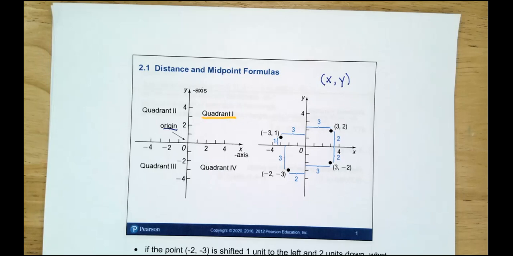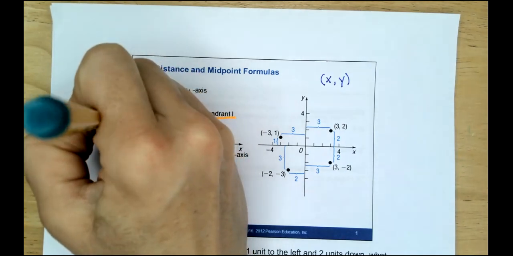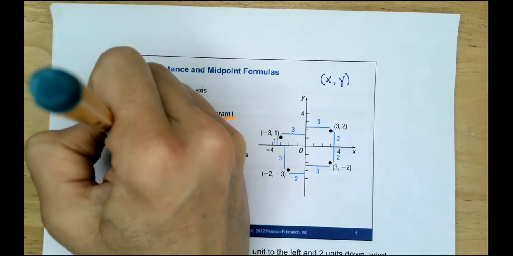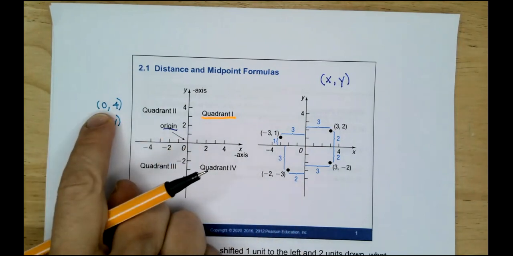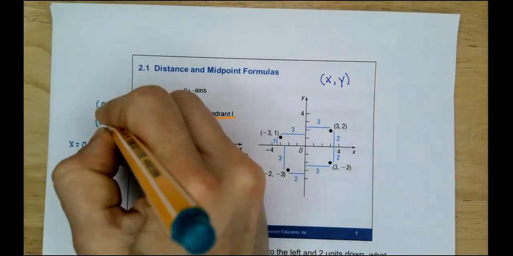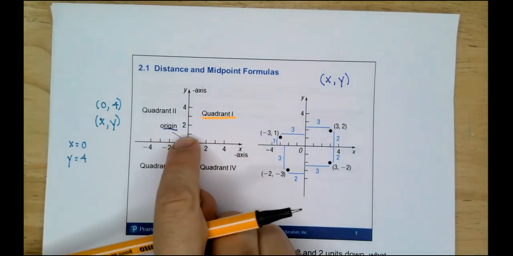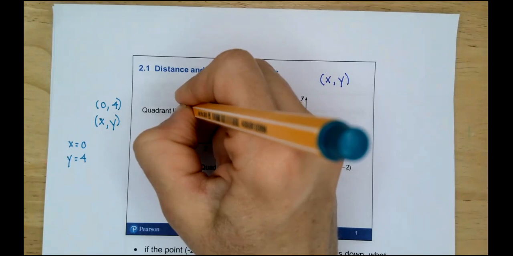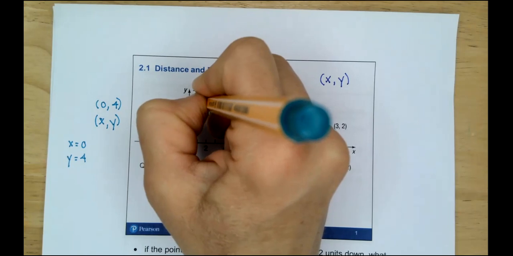We also have situations like the point 0, 4. Remember, our first term is always x, our second term is y. So 0, 4 means I don't need to move off of the x-axis. X is 0, y is a positive 4. So I'm not going to move anywhere on the x-axis, but I am going to move 4 up on the y-axis. And that's the point 0, 4.